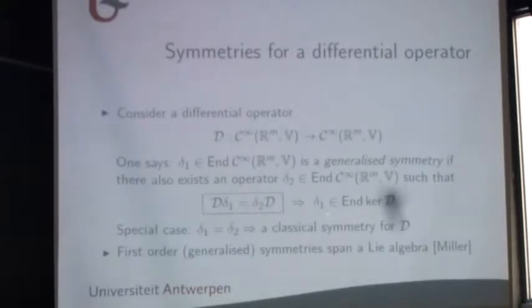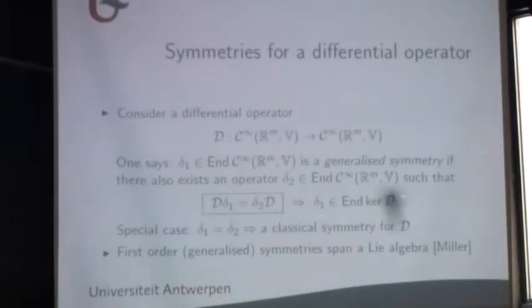Now, why is this important? Well, delta 1 preserves solutions for D. It's easy to see. If I start from something which is in the kernel of D and I act with delta 1, and if I want to test whether it's still in the kernel of D, well, if I act with D, D can jump over delta 1. This becomes delta 2, but it's not important because D gives me 0.